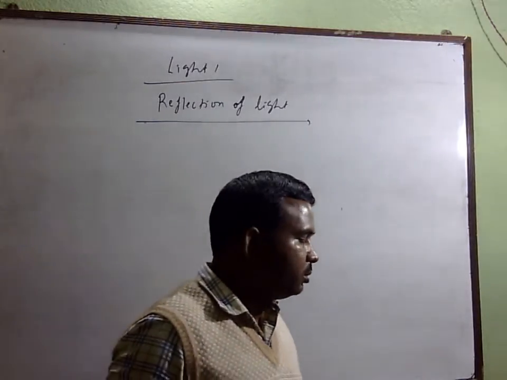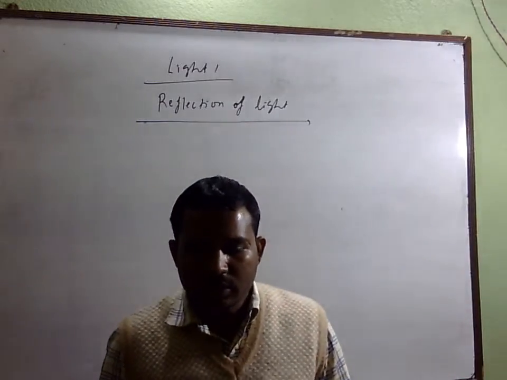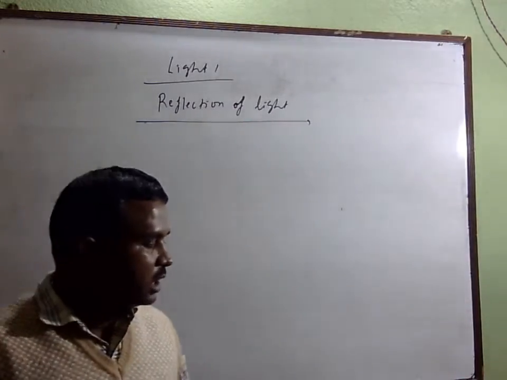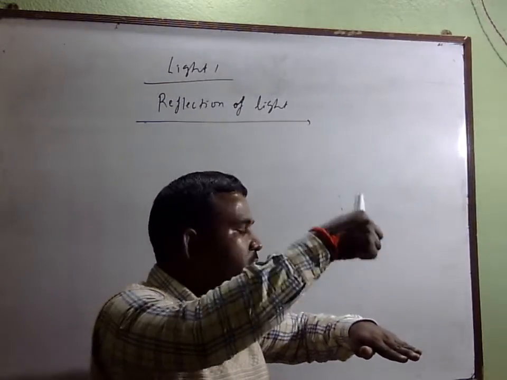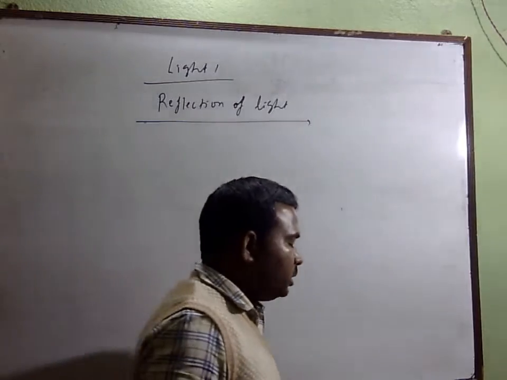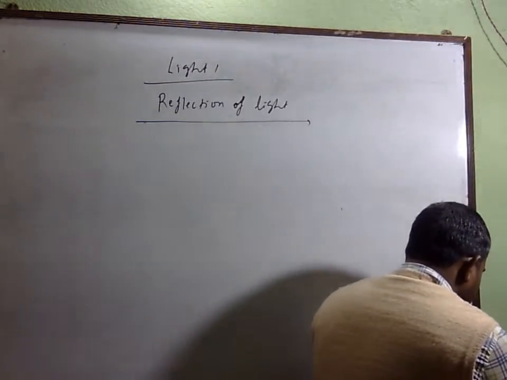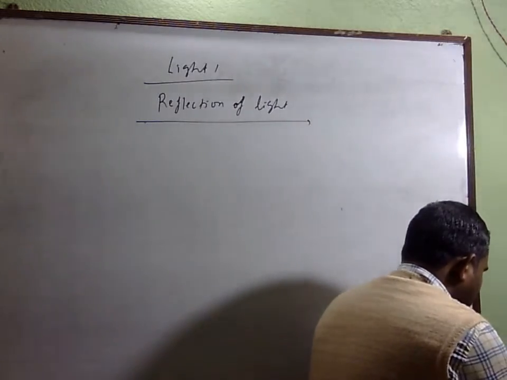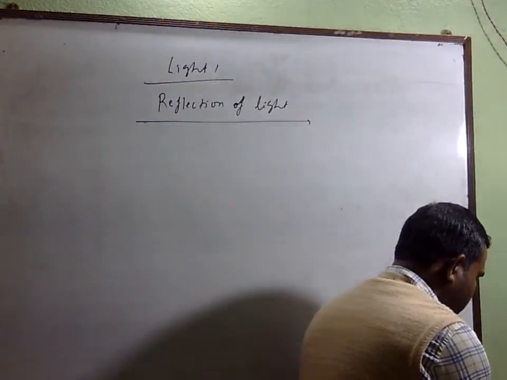I think every day you see mirrors, plane mirrors. A plane mirror is very polished, and when a ray of light falls on top of it, it bounces. In this chapter we will also learn the types of mirrors, concave and convex.